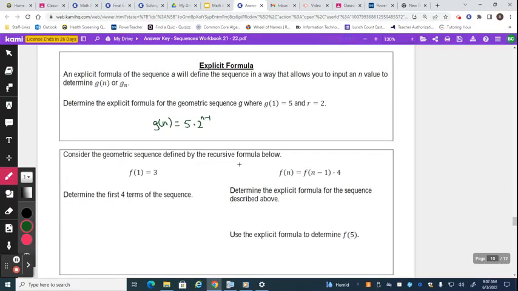So if we look at another geometric sequence, f of 1 equals 3, our first term is 3, and the recursive formula tells us that we're going to take the previous term and multiply by 4. Our first 4 terms would be 3, 12, 48, and 192. Our explicit formula is going to start at 3, and we're going to multiply by 4 n minus 1 times.